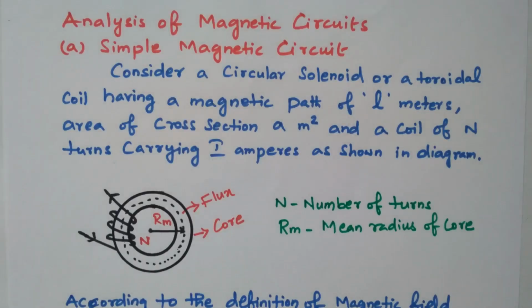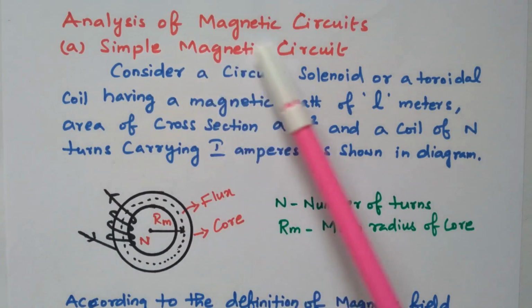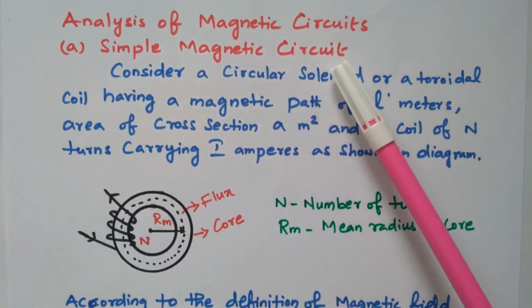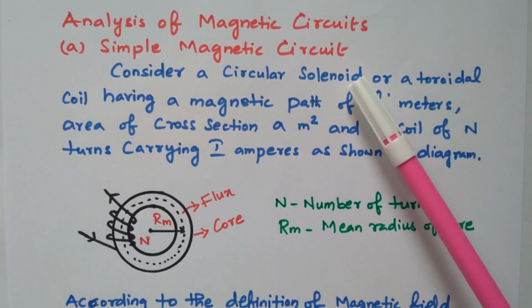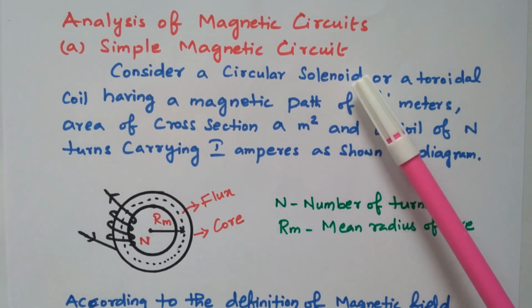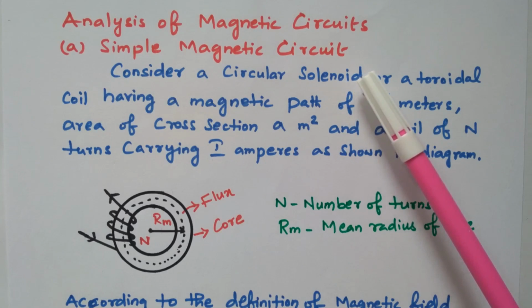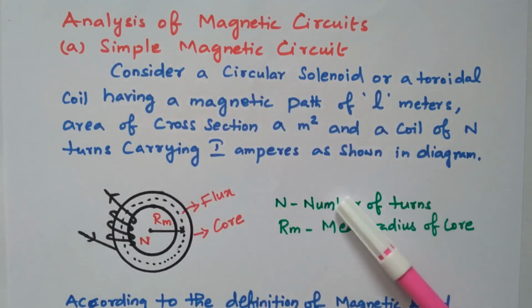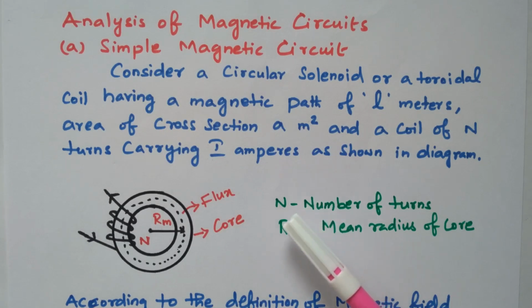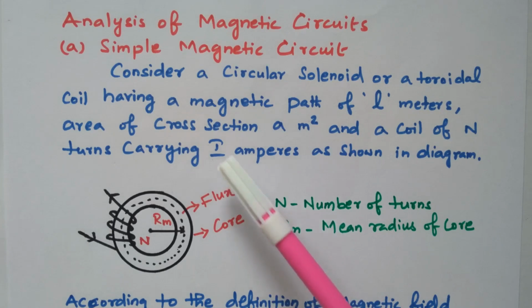Welcome viewers. In this video we will see the analysis of the magnetic circuit. There are three different types of magnetic circuit available: simple magnetic circuit, series magnetic circuit, and parallel magnetic circuit. First we will see the simple magnetic circuit. It has only a single type of core, so it is called a simple magnetic circuit.